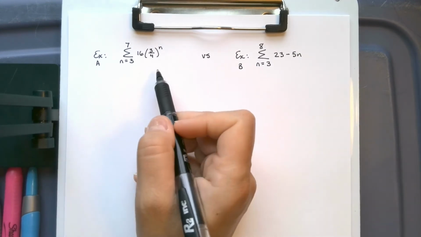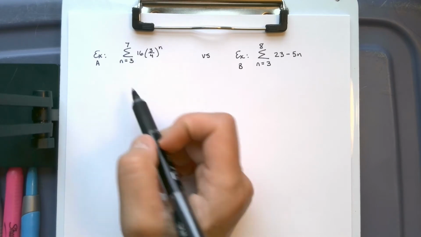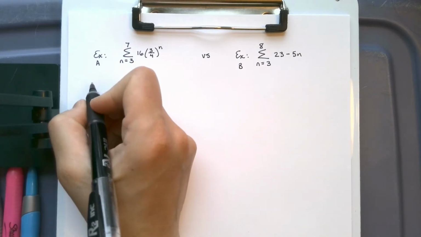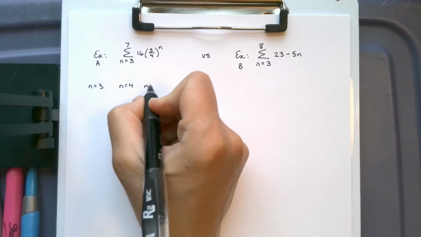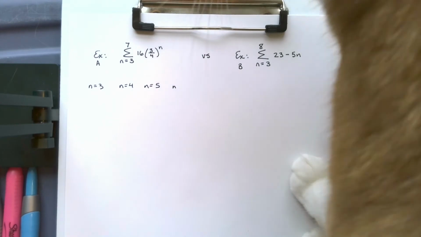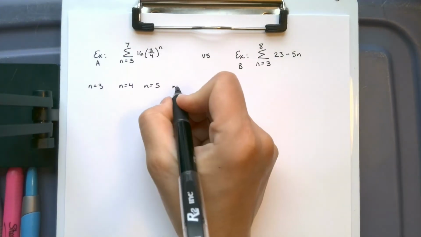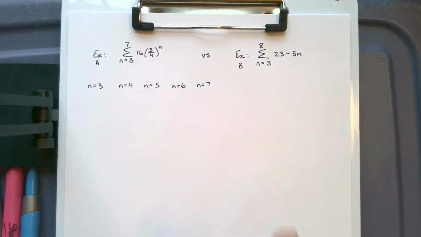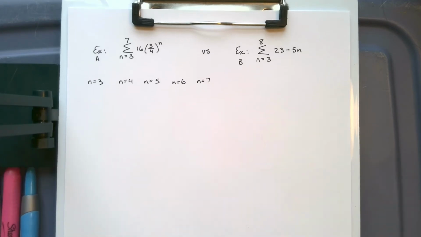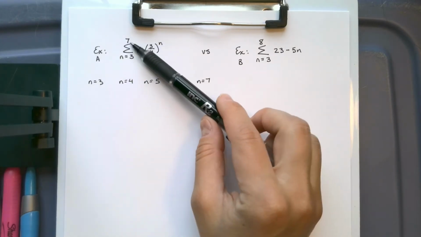So with example A, if you notice, this time we're starting with the third term and we're going up to the seventh term. So if I write these out, n equals 3, n equals 4, n equals 5, n equals 6 and n equals 7, I'll have the ability to see all 5 of these terms. Now, this is not necessarily intuitive because you're starting with your third term and going up to your seventh term.